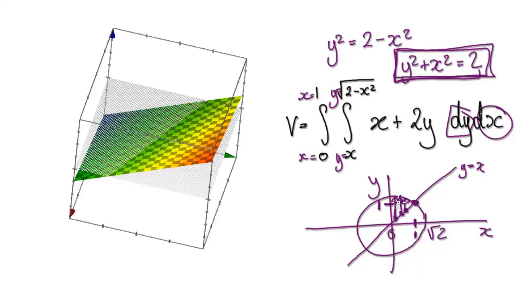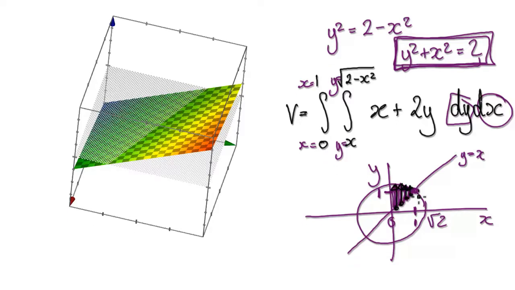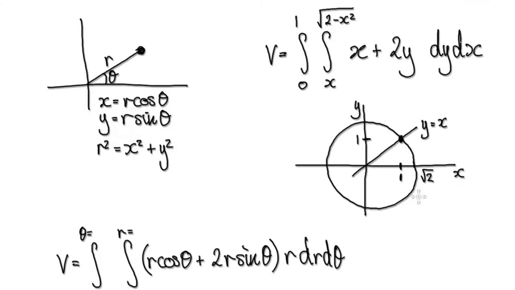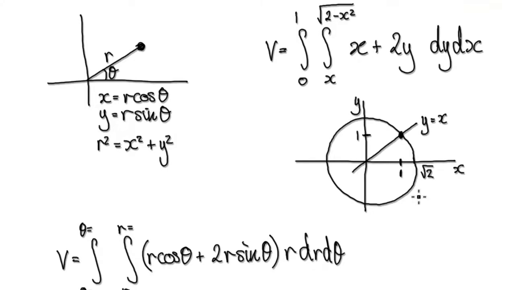So really you're scanning like this. You're looking at this region here, from the line to the circle, scanning it from 0 to 1. So you're looking at this region here.